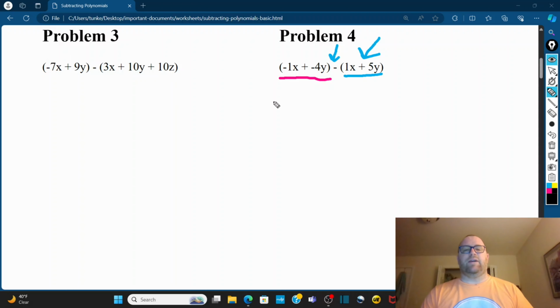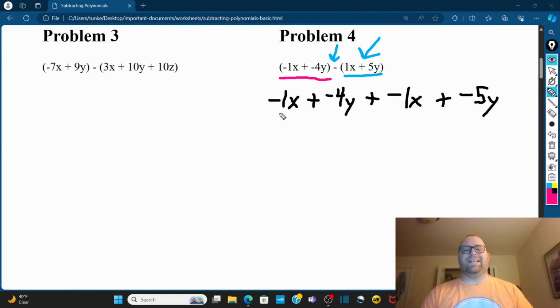Okay, so let's rewrite this. We have a negative 1x. We're going to keep the first polynomial the same, plus negative 4y. And then we're changing it to addition, plus, I'm going to change this from a positive 1x to a negative 1x. And then plus, I'm going to change this from a positive 5y to a negative 5y.